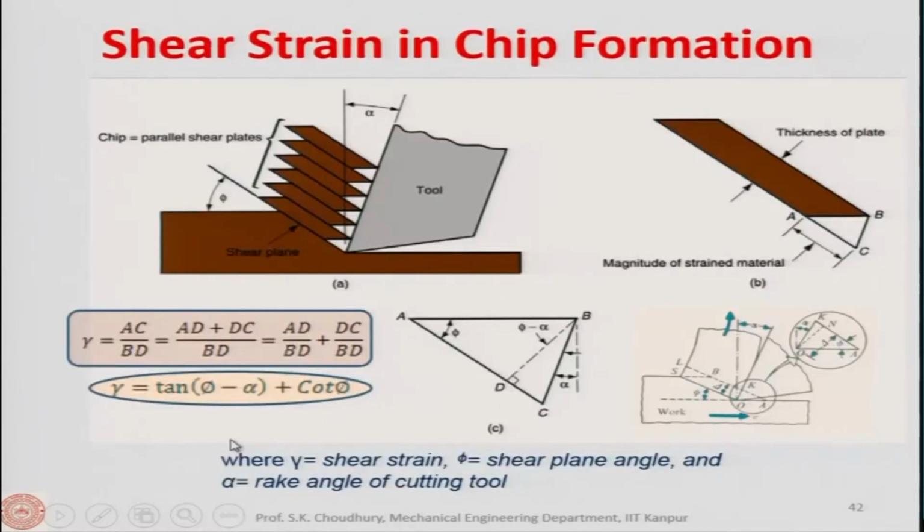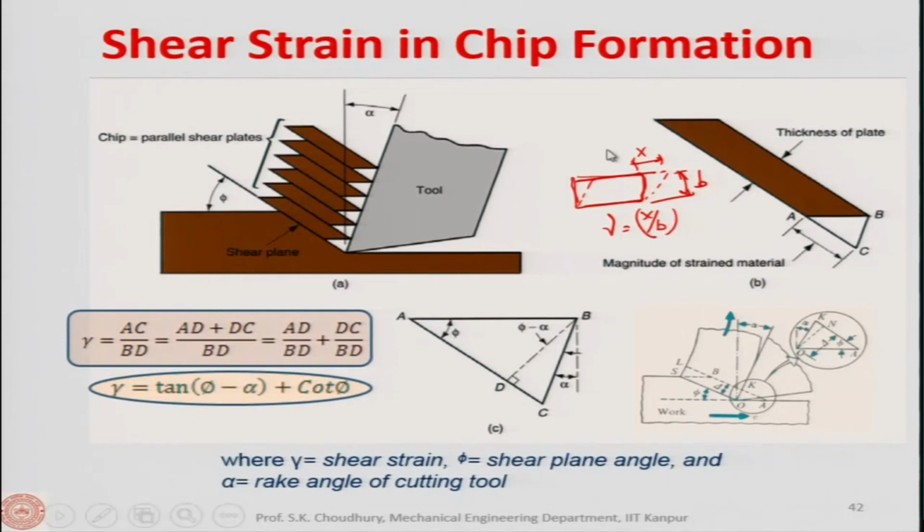Shear strain in the chip formation can be found out in the following way. Well, shear strain, I have already shown to you, what shear strain is. I will once again show it: if this workpiece has been strained this way, and this much is x and this much is b, then the shear strain is equal to x by b. This I already told you earlier.